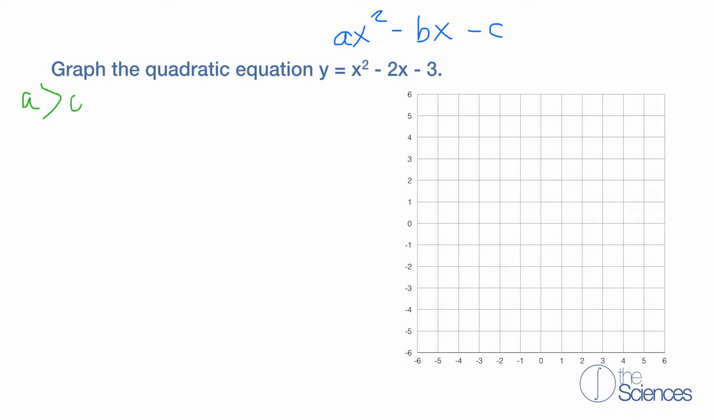If a is greater than 0, it opens upward. If a is less than 0, it opens downward. Now notice our a is equal to 1, so this means it opens upward. Now the next thing we want to do is find our vertex.